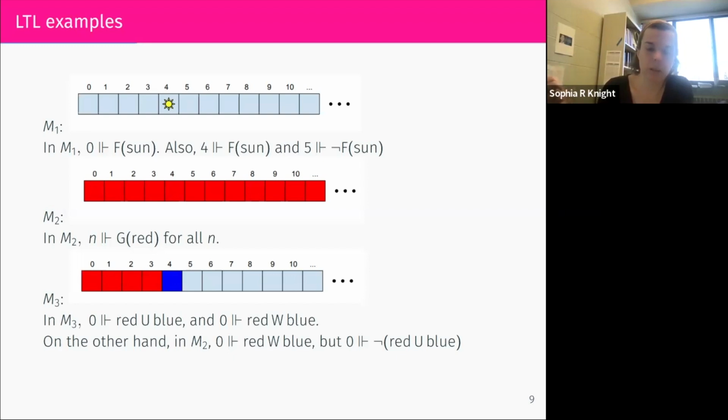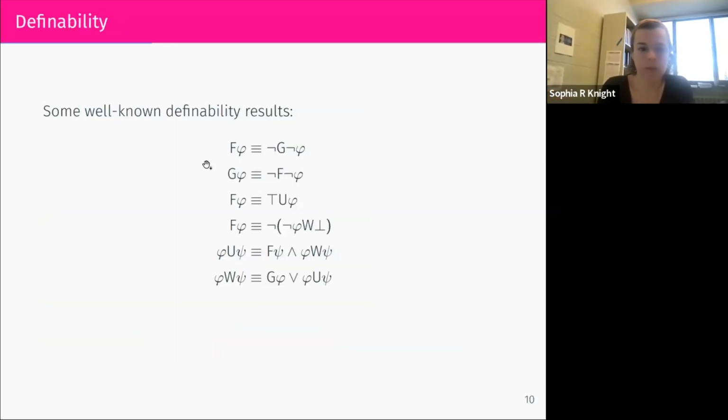Our basic modalities are F, which is eventually, G, globally or always, until, weakly until, and next. So we have 5 operators. There are some definability results that are well known for LTL. Unsurprisingly, eventually and always are De Morgan duals of each other, so you only need one of those 2 operators.